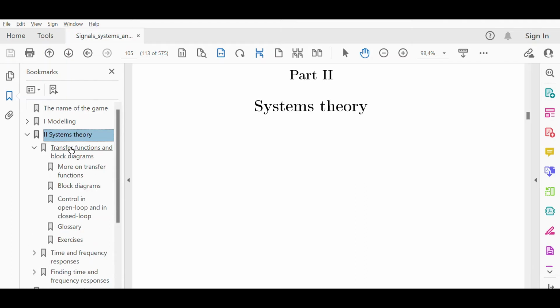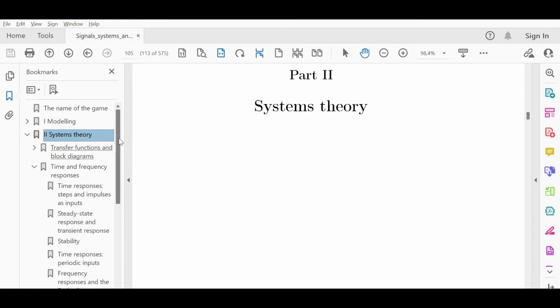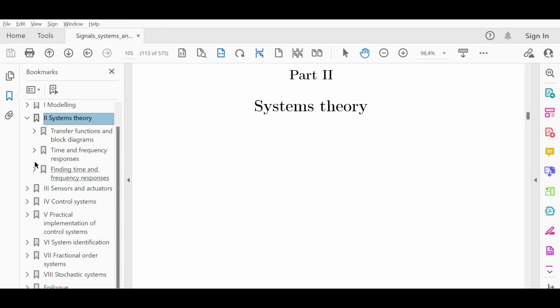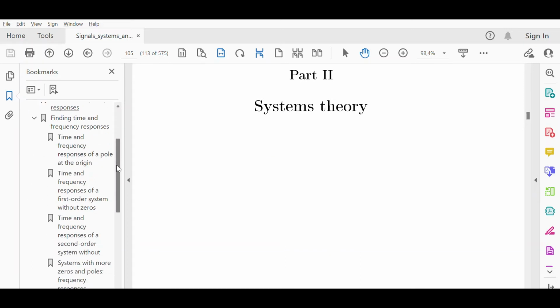You have to know what block diagrams are, what an open loop and a closed loop are. Then you have to know what time and frequency responses are, what the steady state response, the transient response, stability, and frequency responses are. You should also be able to read easily a Bode diagram.